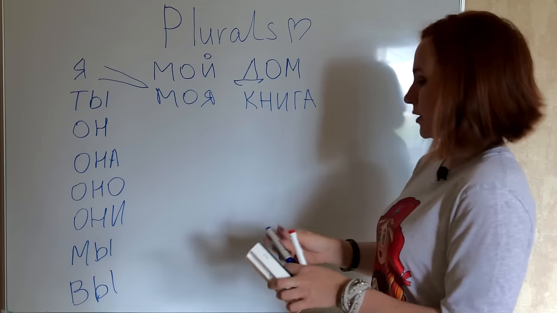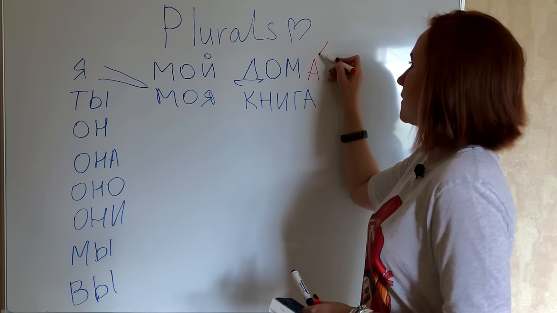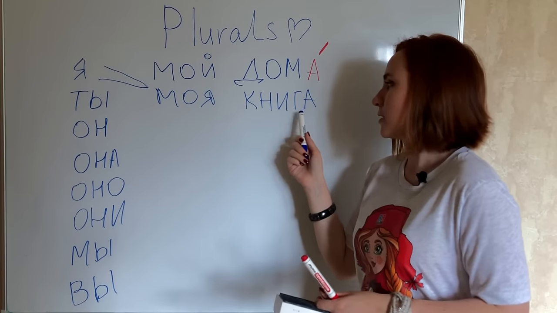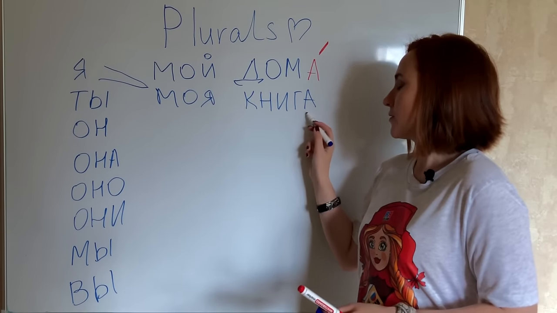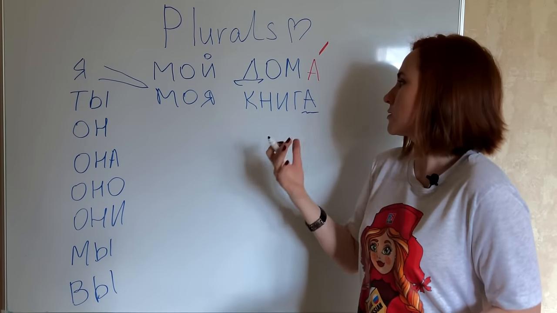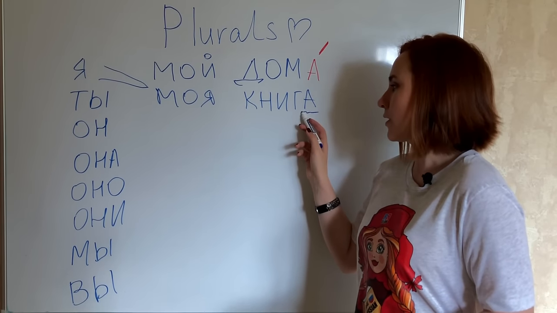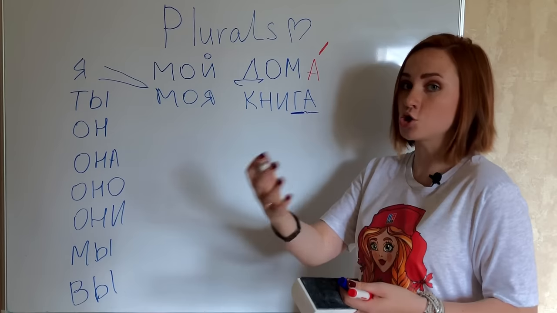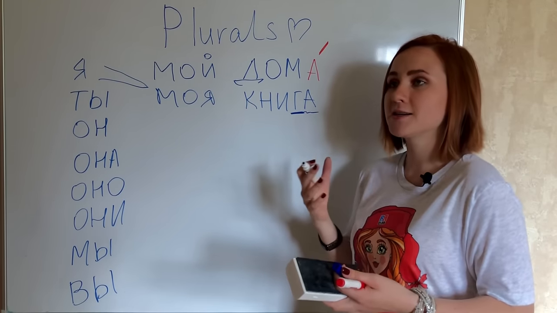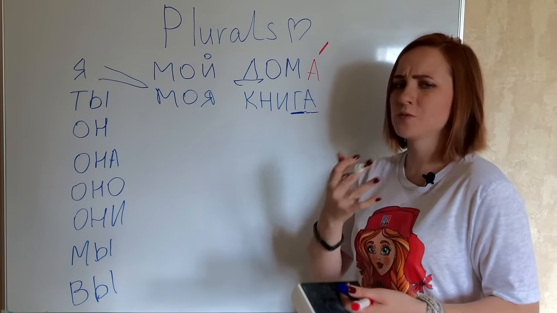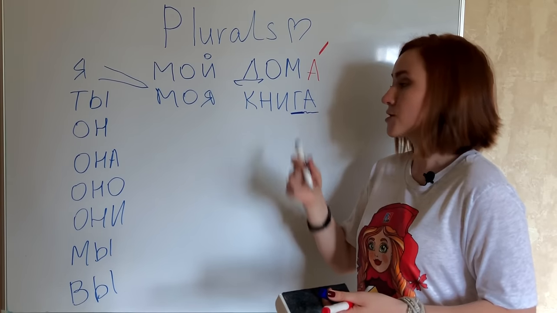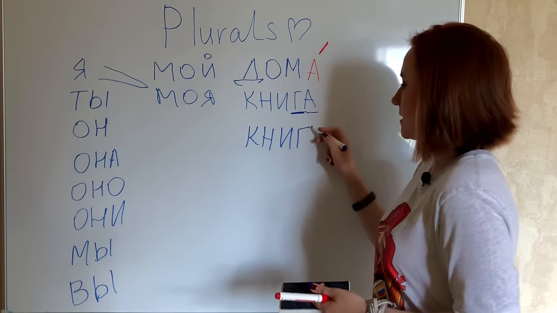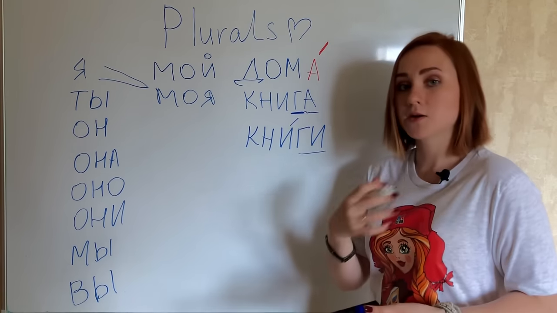Actually, right here, we already know that houses is дома. It's an exception, remember? Дома. And книга. Here, it's very tricky because on the one hand, you have а here, so you kind of want to turn it to у. But no, we have г here. Remember, we wrote those exceptions with г, к, х, ж, ш, ч, щ. So г, it's hard to say книгу. For Russians, it's almost impossible to pronounce it. So with the situation with г, you add и. Книги, books. Книги, right? Ги, и, книги.